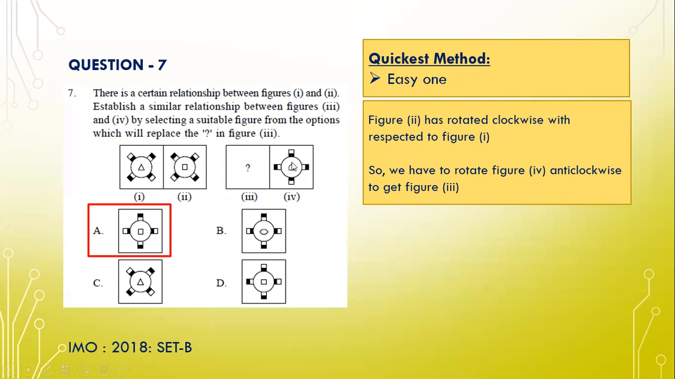Similarly, for this to become this, it has to rotate anti-clockwise. So this shaded and empty should be here on the left hand side. The empty and shaded should be down here. The shaded and empty should be on the right hand side, and empty and shaded should be on the top. So correct option is option A.